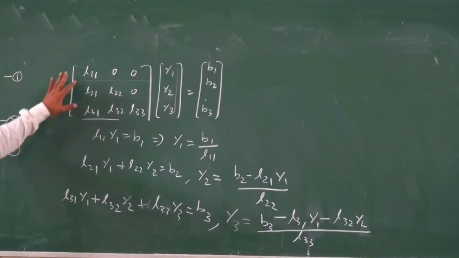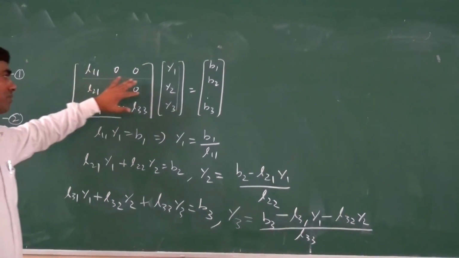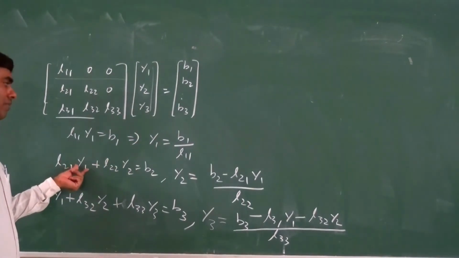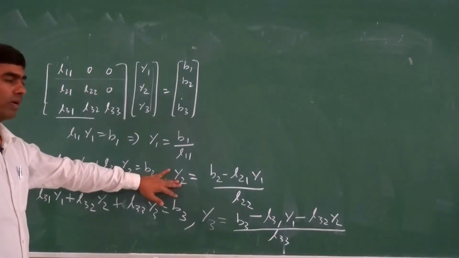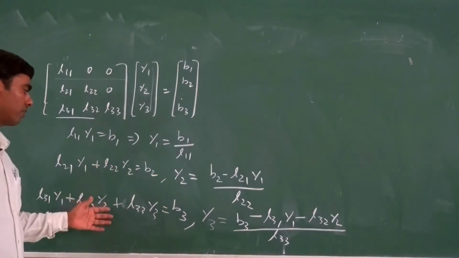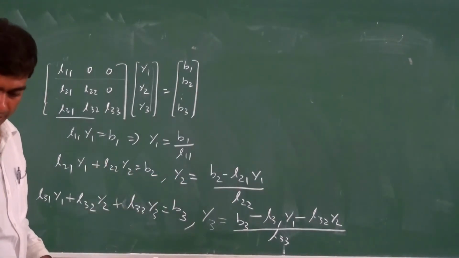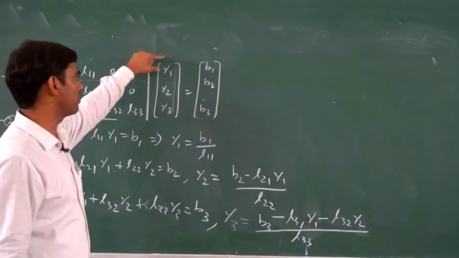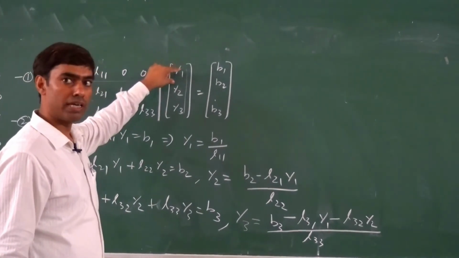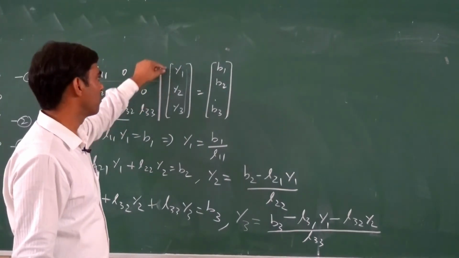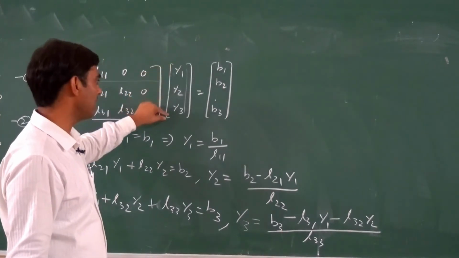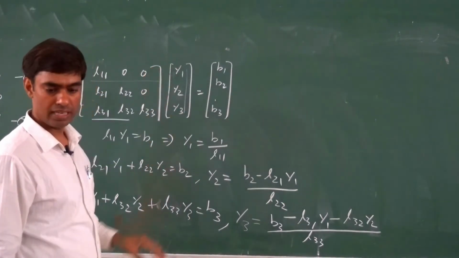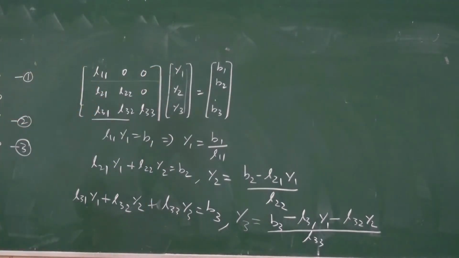So this is called forward substitution. Why is it called forward substitution? First we find the value of y1, then in the second expression, putting the value of y1, we find the value of y2. Then we put the values of y1 and y2 to find the value of y3. Due to this reason, this is called forward substitution.